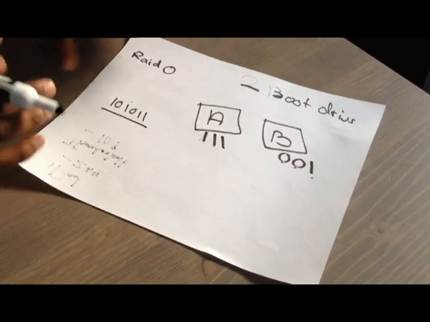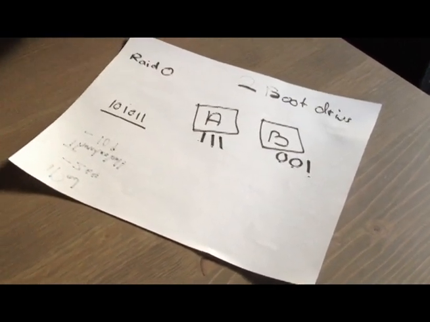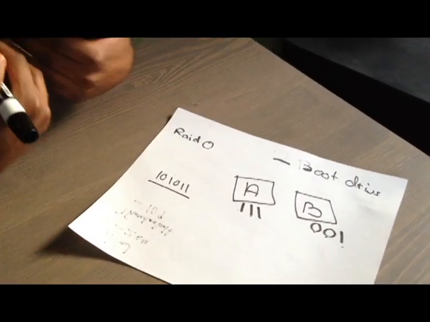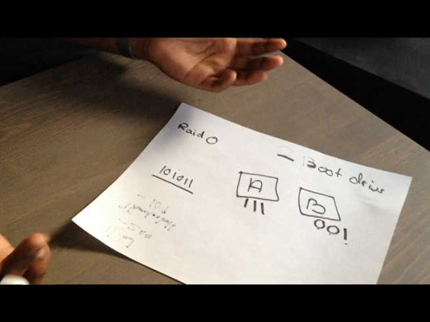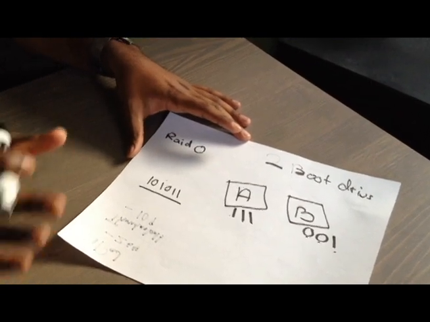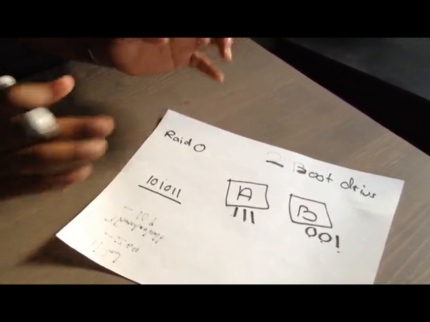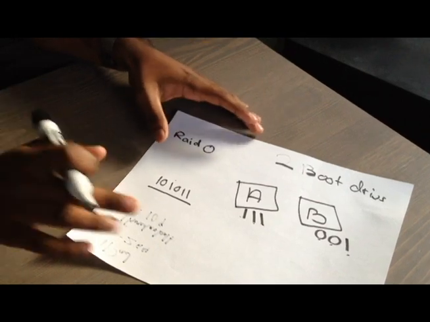they'd have to be the same type of drives with the same amount of caching, or if they're SSDs, the same NAND controller. So there are some prerequisites before you can set up this RAID 0. It is the fastest, but it does have its drawbacks.